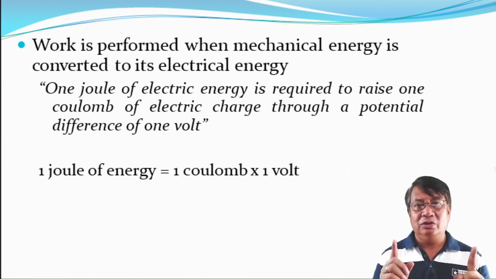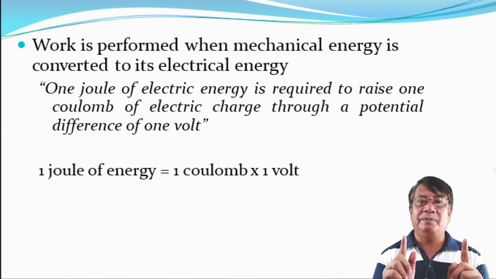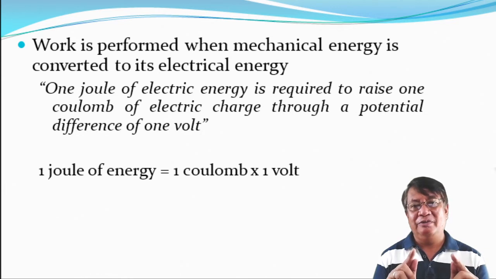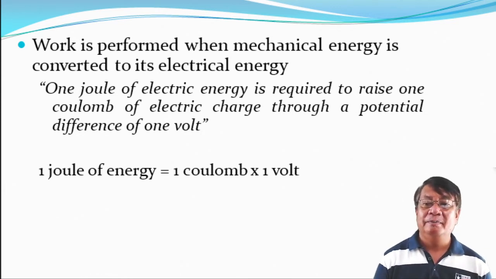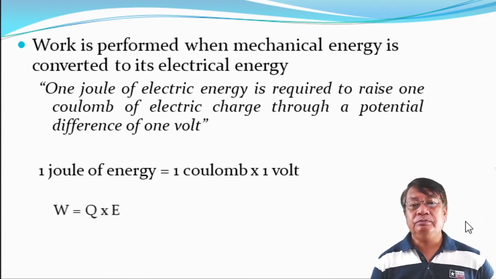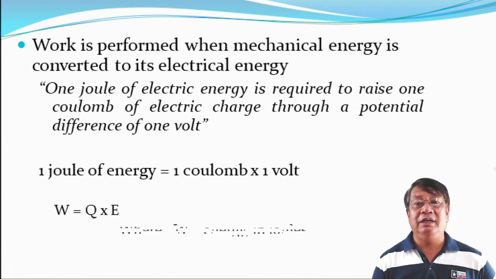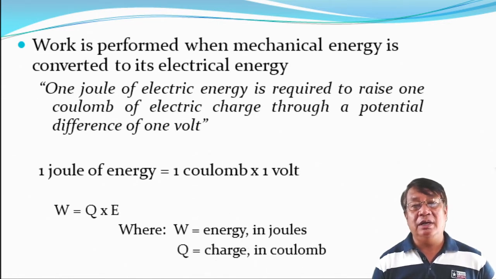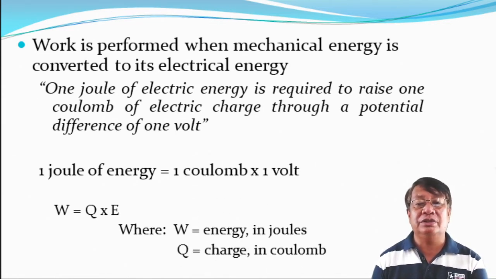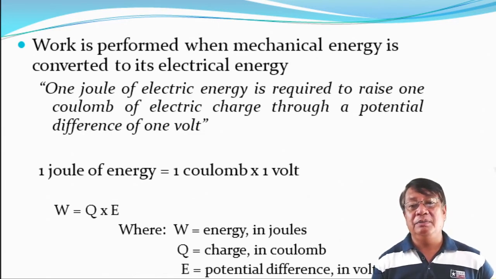No? So between two terminals, if you're going to measure the voltage between these two terminals, then it is most proper and precise to call this one potential difference rather than electromotive force or just simply voltage. Okay, so the energy is now equal to Q times E, or the coulomb of charge Q times the voltage E. Okay, so W is your energy in joules, Q is the charge in coulombs, and E is the potential difference in volts.